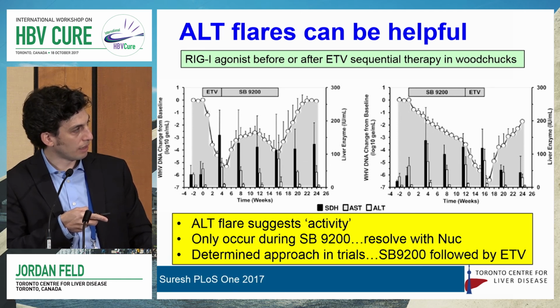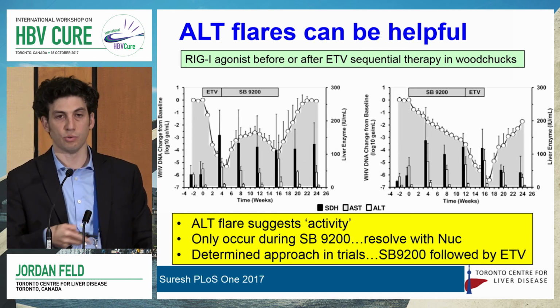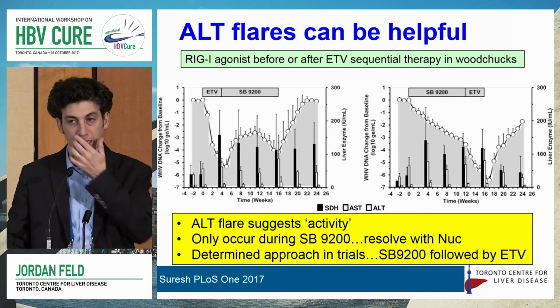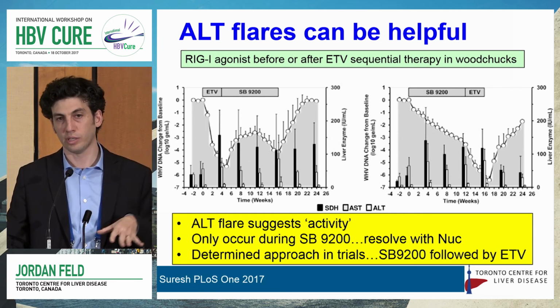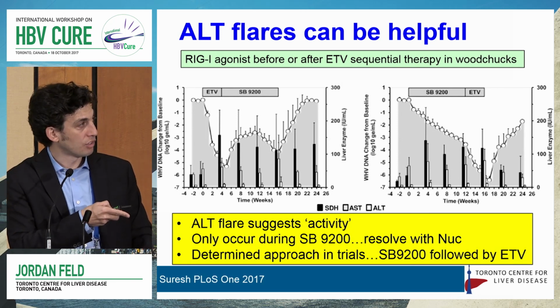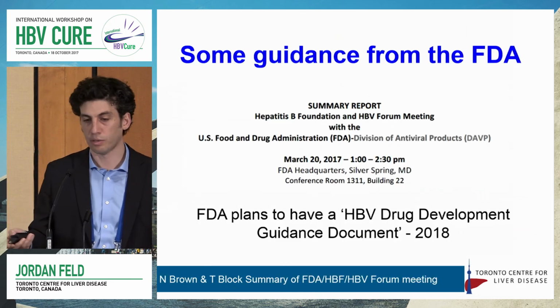So what looked like a preferred strategy was that you see the DNA decline and the ALT flares, but then when you added in the nuc, you actually rescued and suppressed those ALT elevations. So doing this pretty small animal trial then clarified how to move forward into a human clinical trial, and this is actually how they're going forward, which is to give this drug first, followed by the nuc.